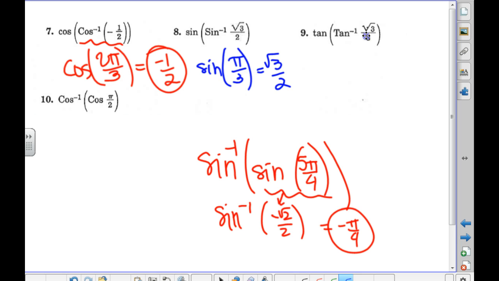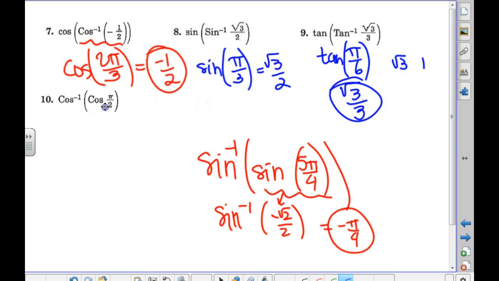Okay. Where is the tangent square root of 3 over 3? Positive square root of 3 over 3. So we're looking for this. It's pi over 6. And what is the tangent when we get to pi over 6? Square root of 3 over 3, yeah. They just undo each other.